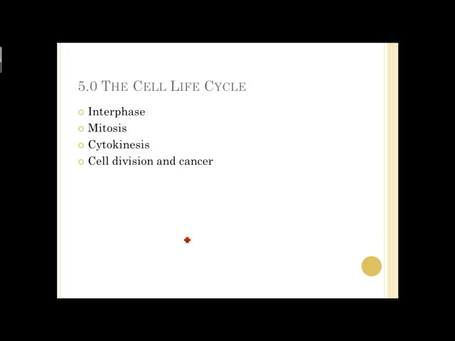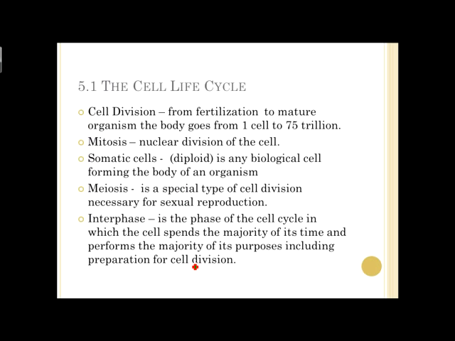Cell life cycle: interphase, mitosis, cytokinesis, cellular division, and cancer. So in the cell life cycle, cell division occurs, and from fertilization, or the formation of a zygote, to the mature organism, the body goes from 1 cell to 75 trillion cells. Mitosis is nuclear division of the cell, or the separation of the cell. Somatic cells, diploid, are any biological cells forming the body of an organism. Meiosis is a special type of cell division necessary for sexual reproduction.